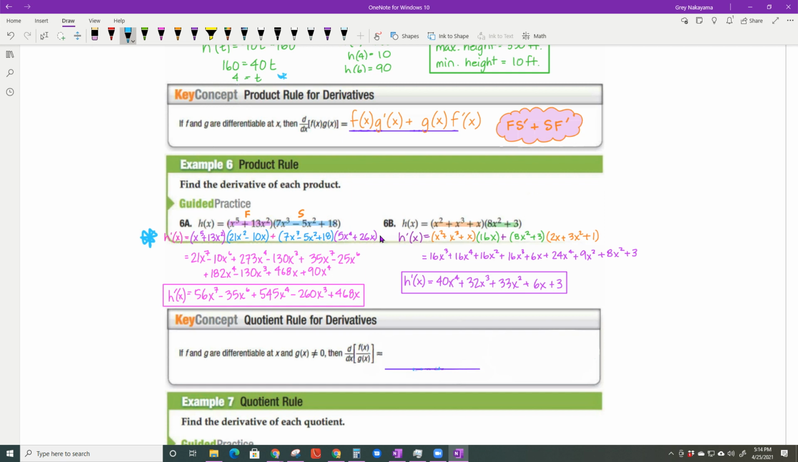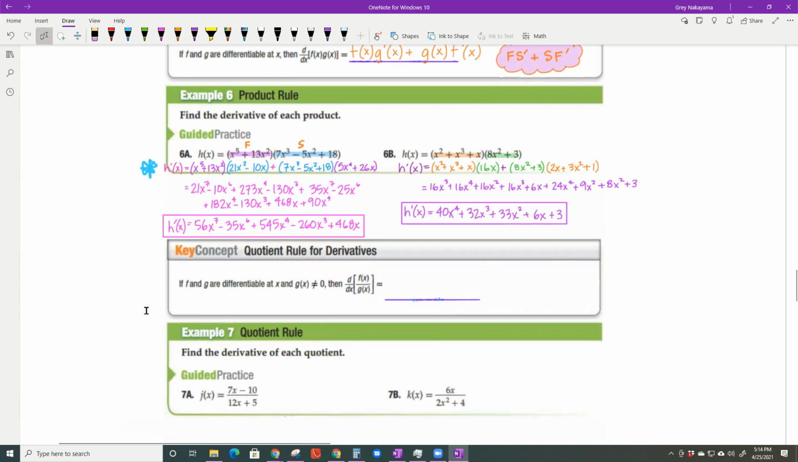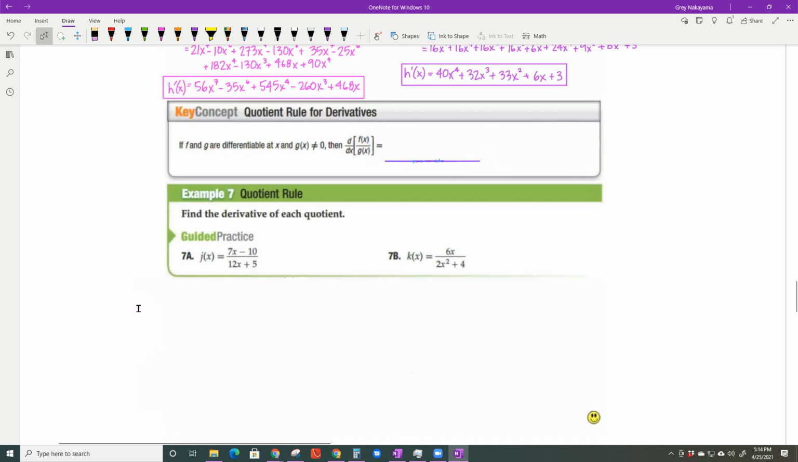So here's another example, same kind of thing. And so you don't have to do all this work. So I want it there because at some point in your life you might have to. So it's good to see it. Okay. And the last one, we have the quotient rule for derivatives.